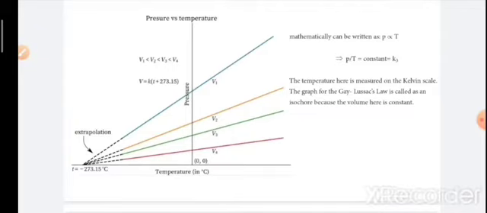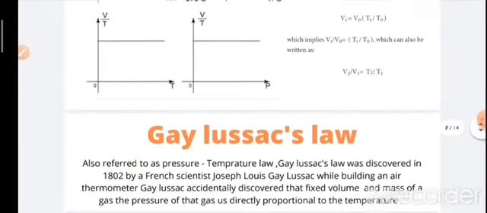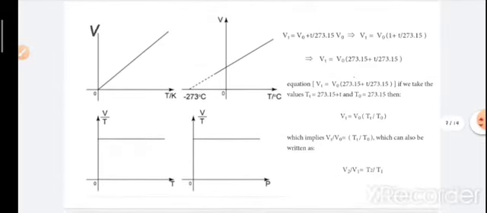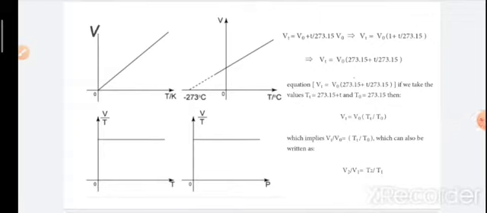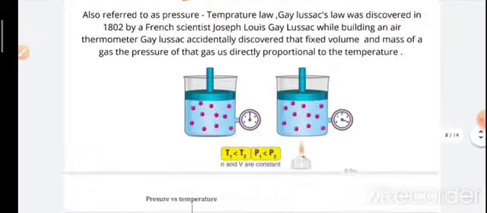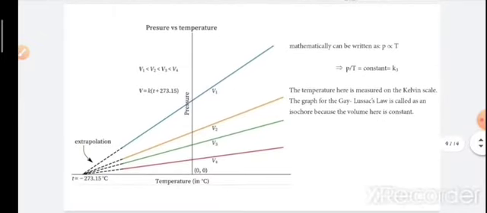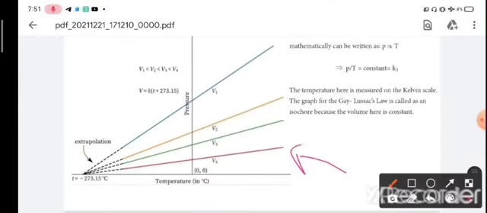The temperature here is measured in the Kelvin scale, which is also called an absolute scale. The graph of Gay-Lussac's law is called an isochore because the volume is constant here. I haven't told you that in the volume and temperature graph, the pressure is constant, and at constant pressure the lines are known as isobars. Each line of this graph is known as an isobar, and here these lines, the red line, green line, are known as isochores.